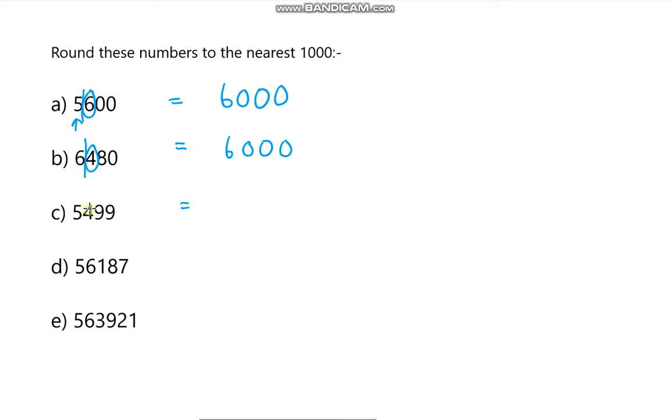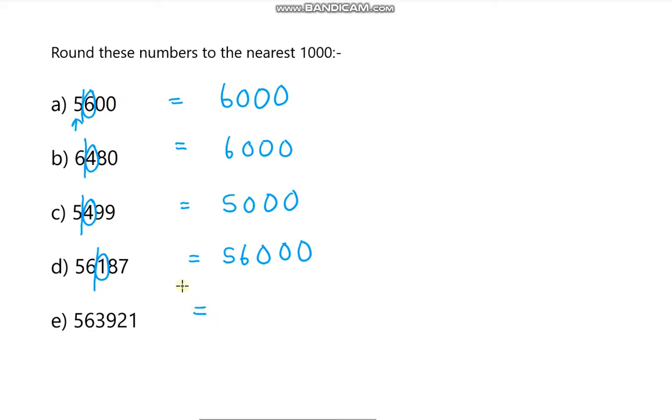Okay, the third one. So this is our thousands column. So let's put a line here and look at this number. And again, this is less than 5. So this time, this number stays the same. So that is just 5,000. Okay, the fourth one. So our thousands column this time is the 6. That's 6,000. So we draw a line here and look at this number. Less than 5. This stays the same. So 5, 6, and everything else becomes 0.